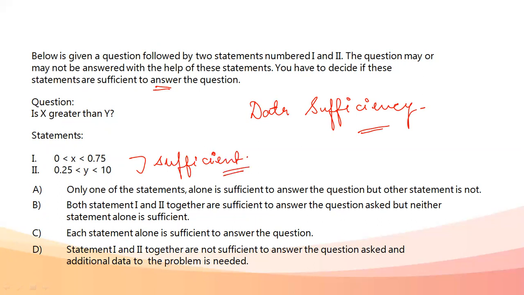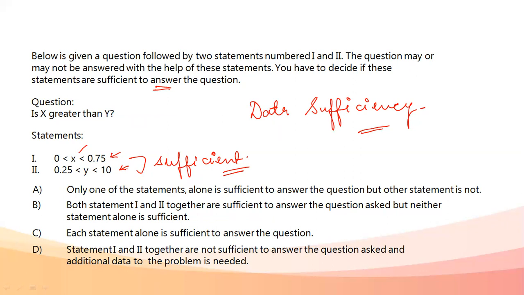I need to find: is x greater than y? First statement is 0 is less than x less than 0.75. So the range of x is given to me. Next, 0.25 is less than y less than 10. Now I need to find whether x is greater than y. Just by using statement 1 alone or statement 2 alone, I will not get any answer.